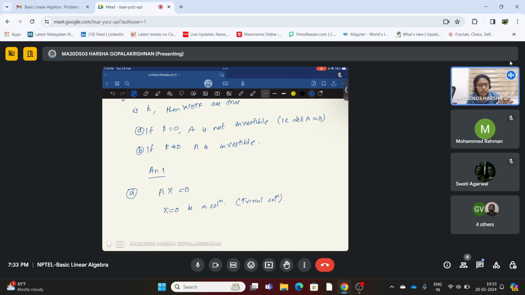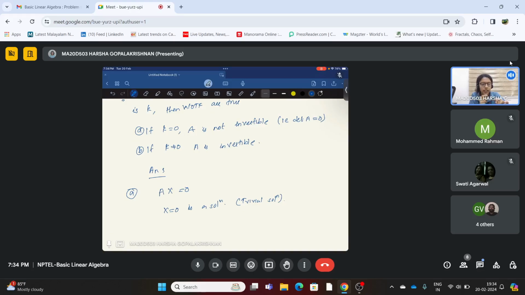The question is whether the determinant is 0 or not. If the determinant is 0, then x equal to 0 is a solution, but there is a non-zero solution also. Correct? If A is invertible, then we have only one solution. Our question is whether A is invertible or not.